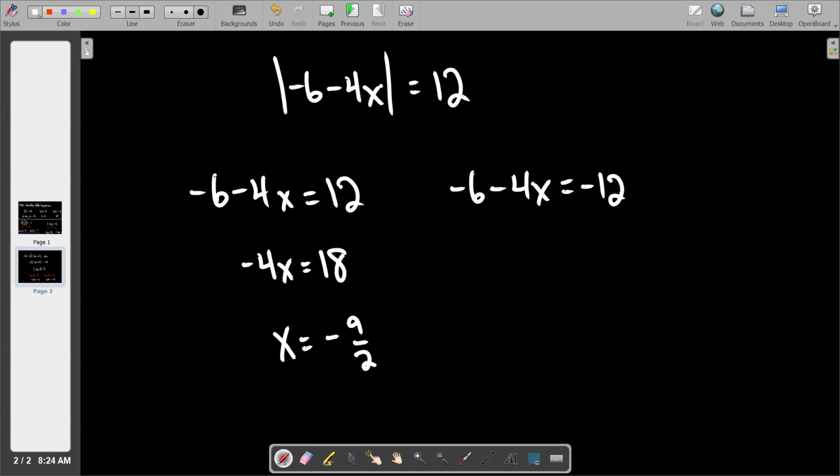On the other one, if I add 6 to both sides, what do I get? Negative 4x equals negative 6. Divide both sides by negative 4 and x equals 3 over 2. 3/2. Any questions?